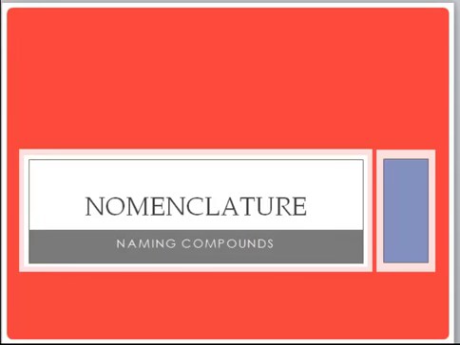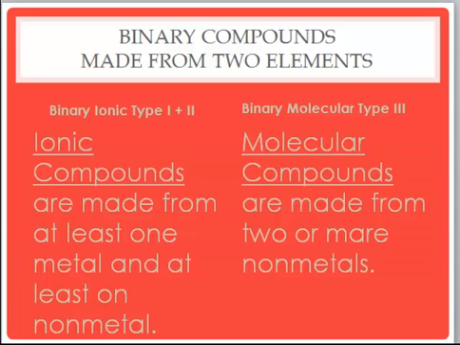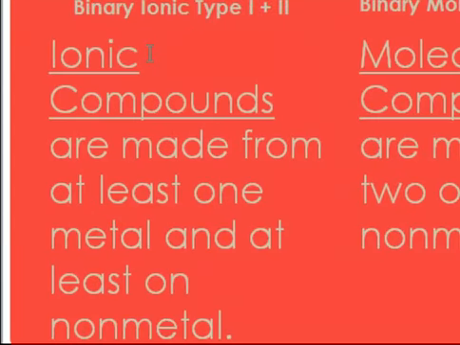The name of today's film is called Nomenclature, and nomenclature is the way we name compounds. Binary compounds are made from just two elements. There are three types. There's binary ionic, type 1 and type 2, and there's binary molecular, which are called type 3. Today's film is going to focus primarily on ionic compounds, the type 1 and the type 2.